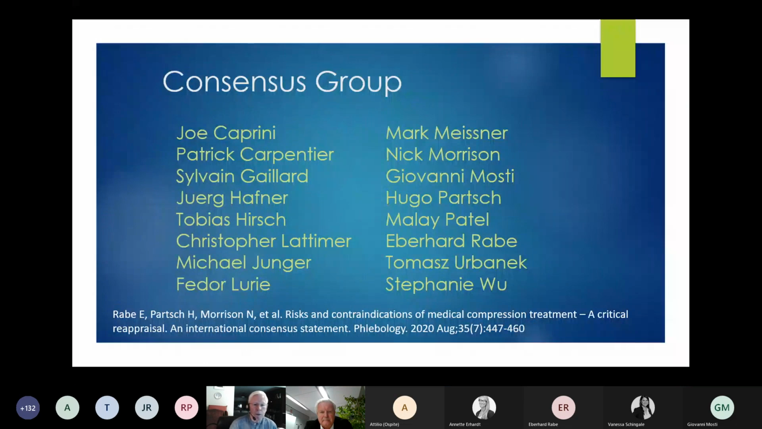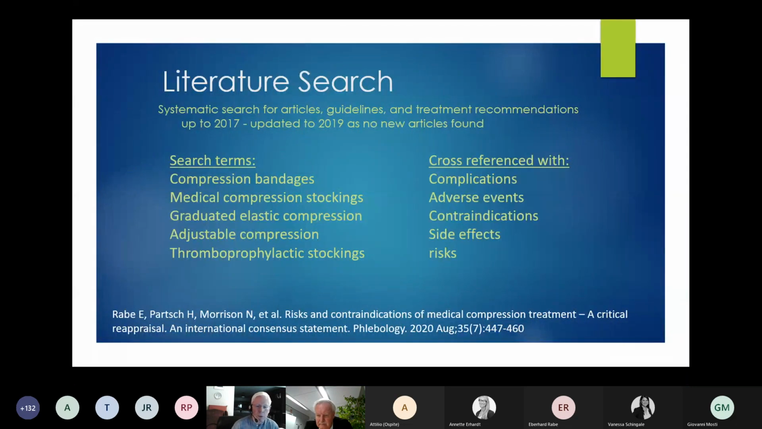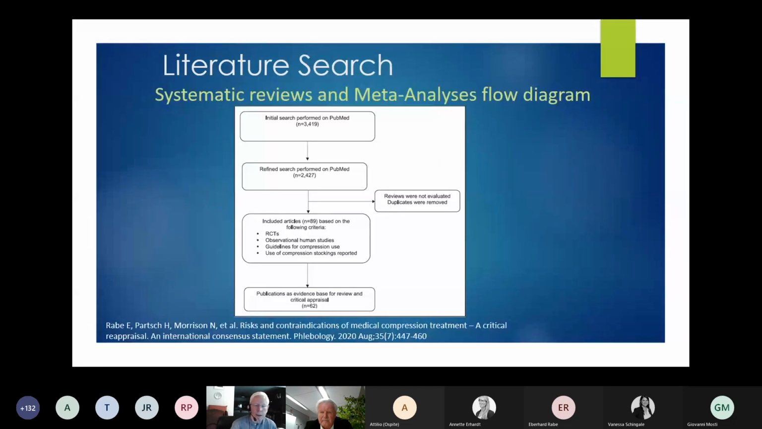And we did a systematic literature search of articles and guidelines from up to 2017. We then updated it to 2019, but there weren't any new articles. So these are on the left, the search terms that we used to search articles, and they were cross-referenced with the terms complication, adverse events, contraindications, side effects, and risks. That is the algorithm that we followed. So the initial search revealed about 3,400 articles, and down in the bottom you can see that we reduced this to 62 articles that have evidence base for us to do a critical analysis.